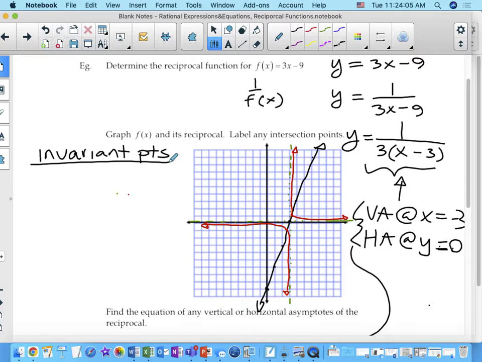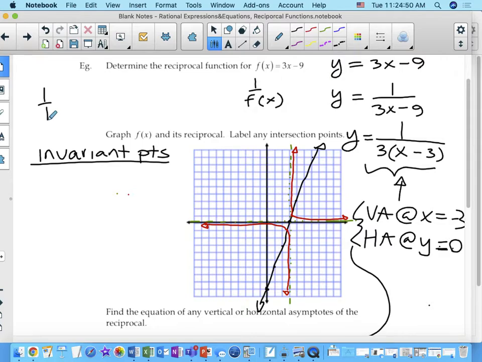Now, why do you think the invariant points happen at 1 and -1? Does anyone know why? What's the reciprocal of 1? If you wrote 1 as a fraction, what would it be? 1 over 1. What's the reciprocal of that? 1 over 1. If you wrote -1 as a fraction, it would be -1 over 1. If you take the reciprocal of that, it's 1 over -1. So that's where the two functions are going to equal each other. That's why the invariant points happen there.